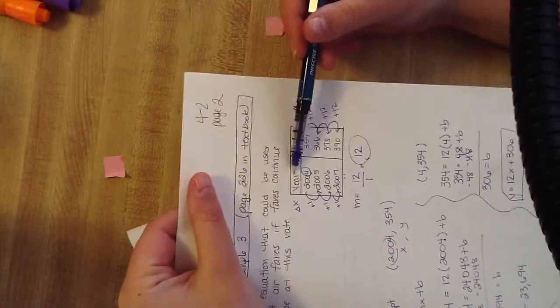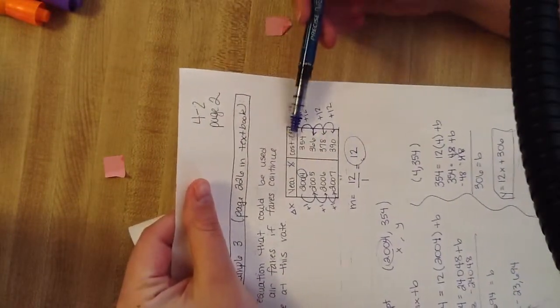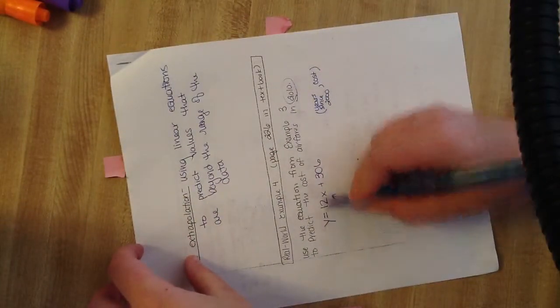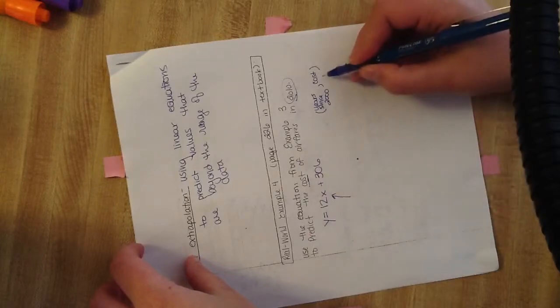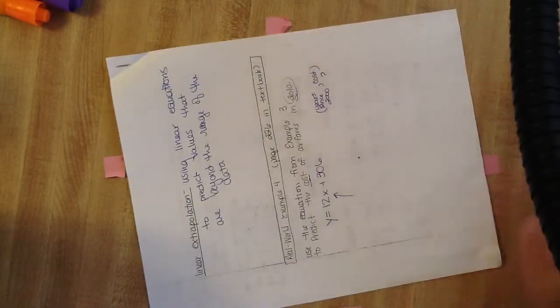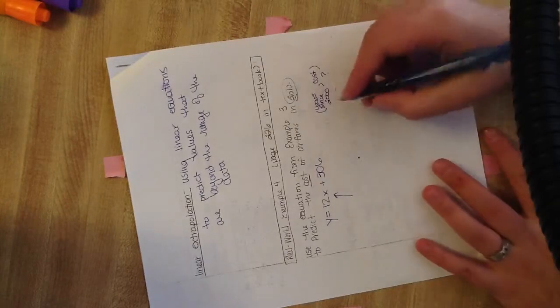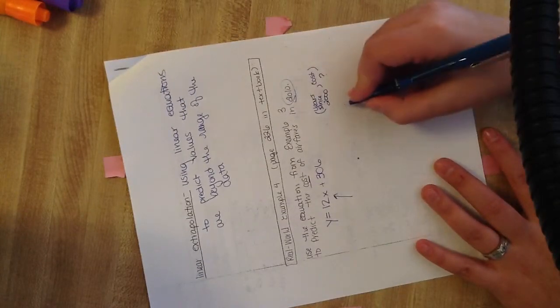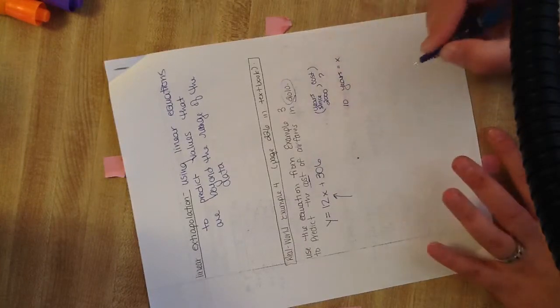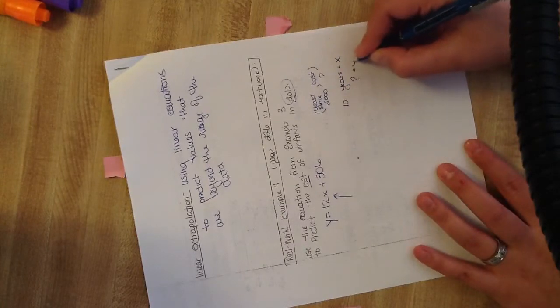Let's take a look at the table. Years are in the x column, cost is in the y column. So I know a year, but I'm looking for the cost. So I don't know y, but I do know an x value. They're saying 2010. So how many years from 2000 to 2010? 10 years. That's going to give me my x value, and I'm looking for my y value.